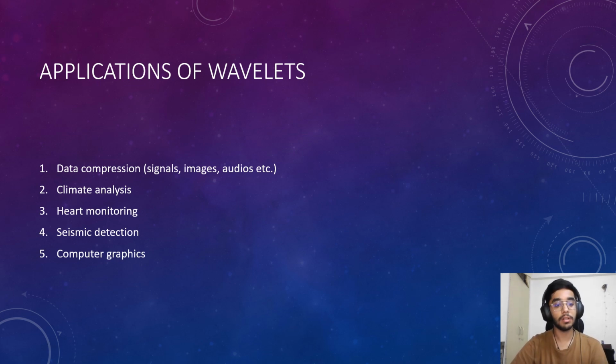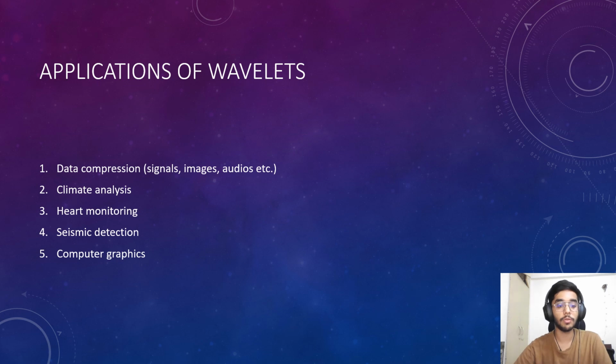Fourth comes the seismic detection. The wavelet transform decomposes the data into different frequency components. These frequency components make it easier to detect and separate some features like earthquakes. This helps in earthquake detection and the amplitude of the earthquake.